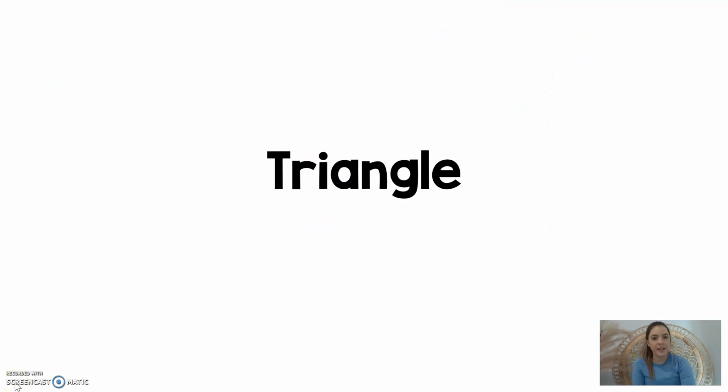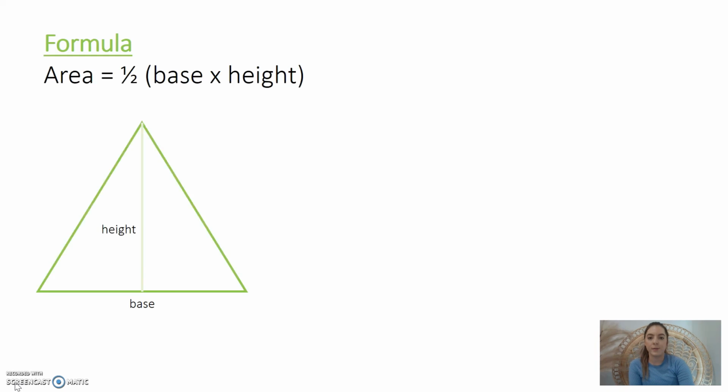The next example is a triangle. And this is probably the first time that our shape becomes a little bit tricky, but in terms of our formula, this is our formula. Area equals half base times height. And you can see that base times height is within brackets. So we're going to need to calculate that first.